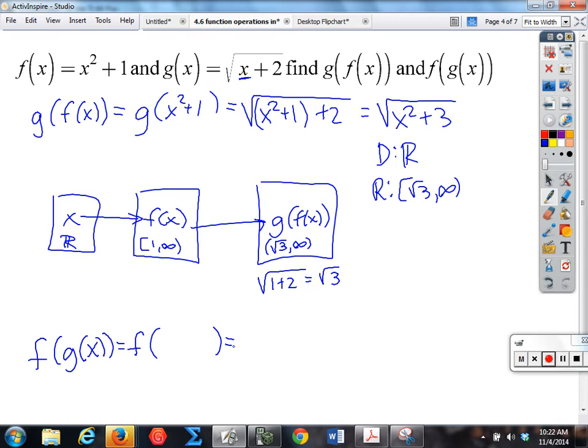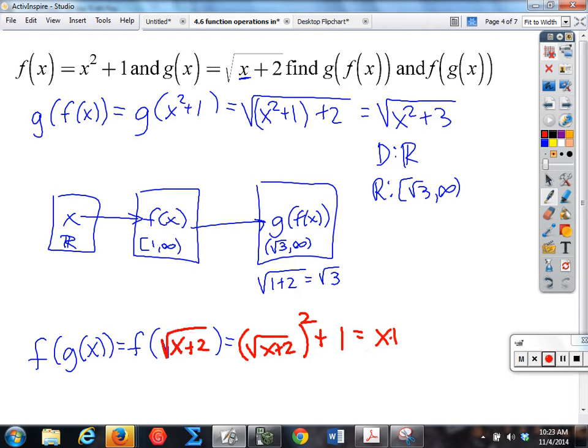Plugging in square root of x plus 2 for x, you're plugging in g, so you take f, you plug in square root of x plus 2. So my function f says I square it and I add 1. So when I plug it in, square root of x plus 2, I square that and I add 1, which is, what happens when I square a square root? x plus 2 plus 1. So it's just x plus 3 when you get done.